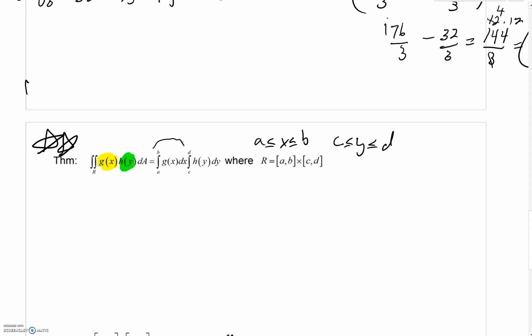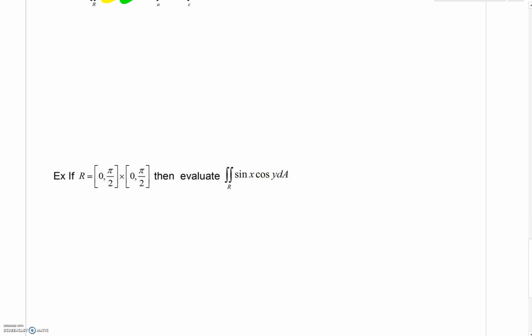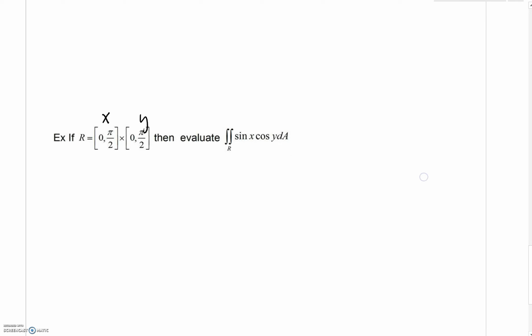you could just integrate g of x with respect to x on those x boundaries, multiply it to the integral from c to d of h of y dy. So that's a wonderful, fantastic application of what can happen here. So take a look. You'd see sine of x right here, cosine of y. You're going to see very quickly that those are, in fact, very different functions, independent of one another.